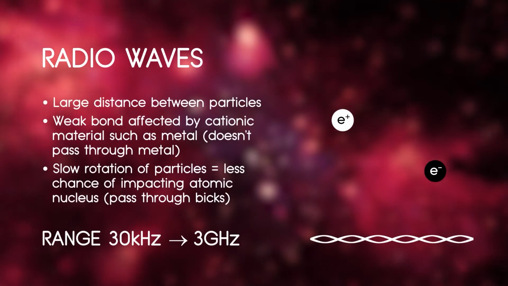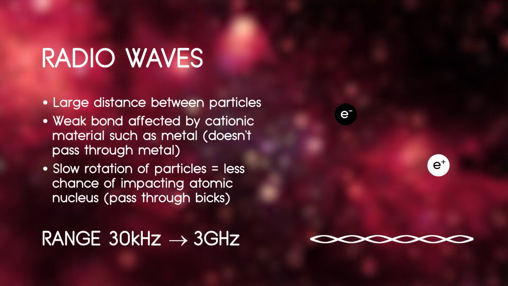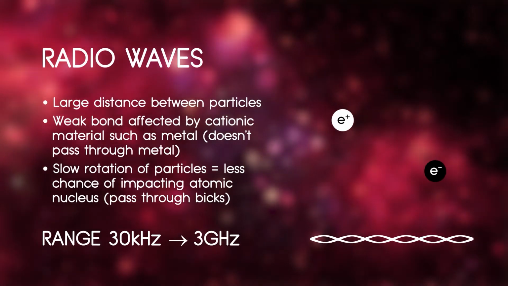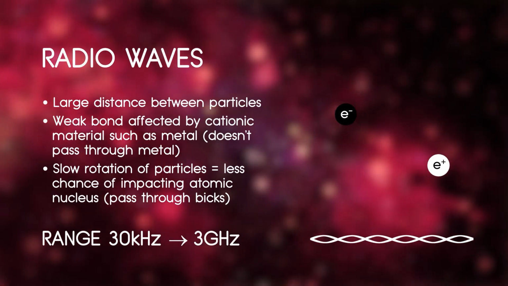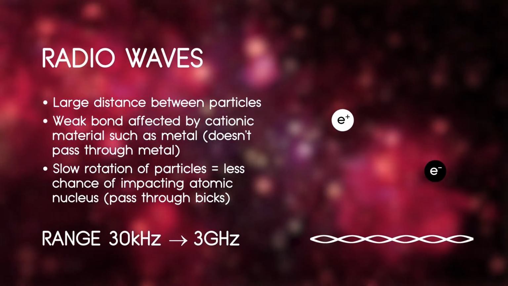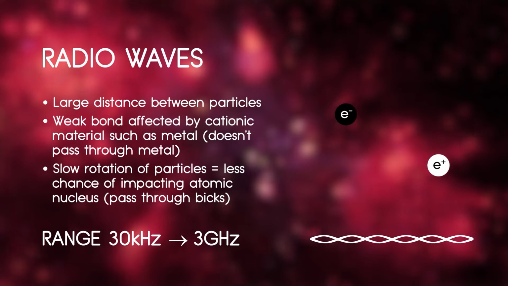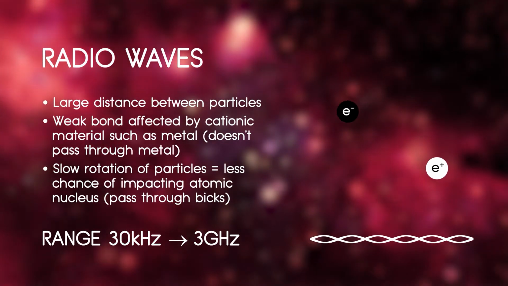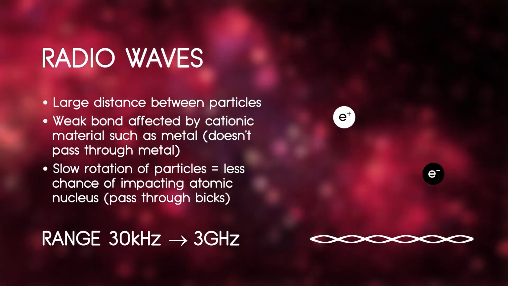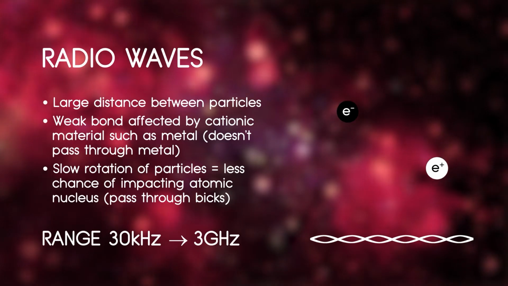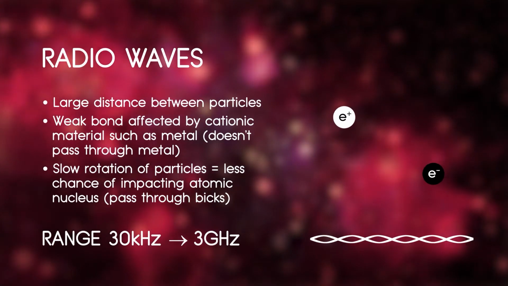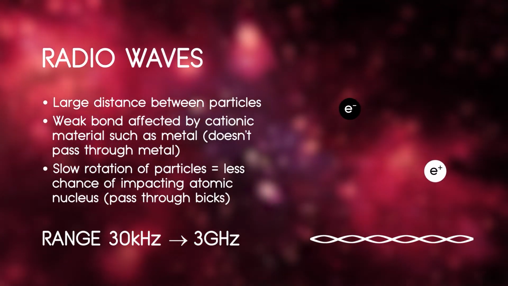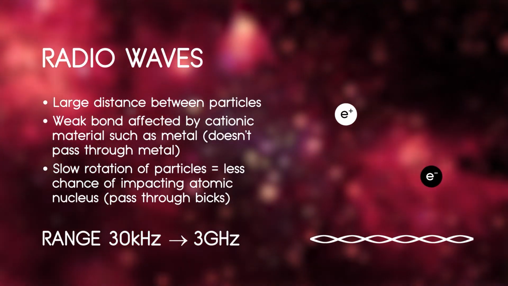1. Radio waves. The distance between the electron and positron is at its greatest at this wavelength of EMR, and therefore the attraction, bond, between the negatively charged electron and the positively charged positron would be at its weakest. The binary particle would be rotating very slowly, reducing the possibility of it impacting with an electron or atomic nucleus.